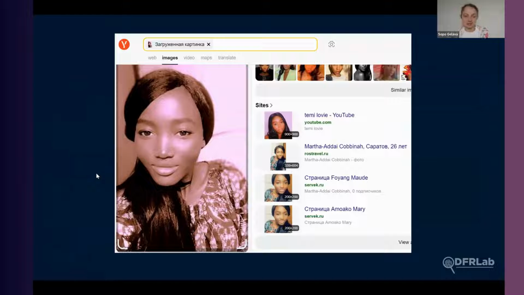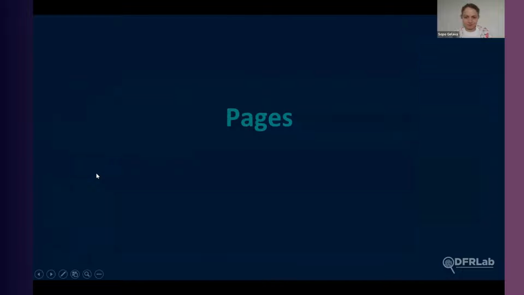Yes, exactly. So no Google results available, and Yandex is really successful here. That was the main takeaway. Now let's go to Pages. Pages contain a lot of information to detect CIB.